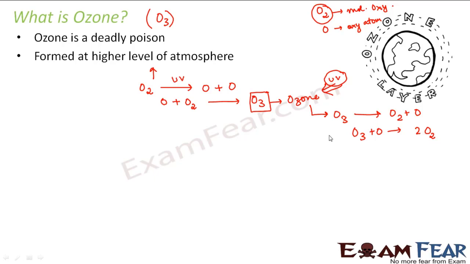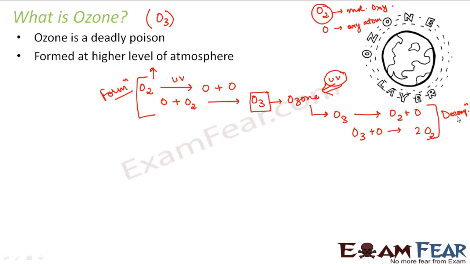So now what do you see? What is happening? Basically, the first part is the formation of ozone, and the second part is the decomposition of ozone, right? Or you can say the disintegration of ozone. First ozone is forming, then again ozone is breaking. So in the first part, ozone is forming from oxygen. In the second part, ozone is splitting to form oxygen.